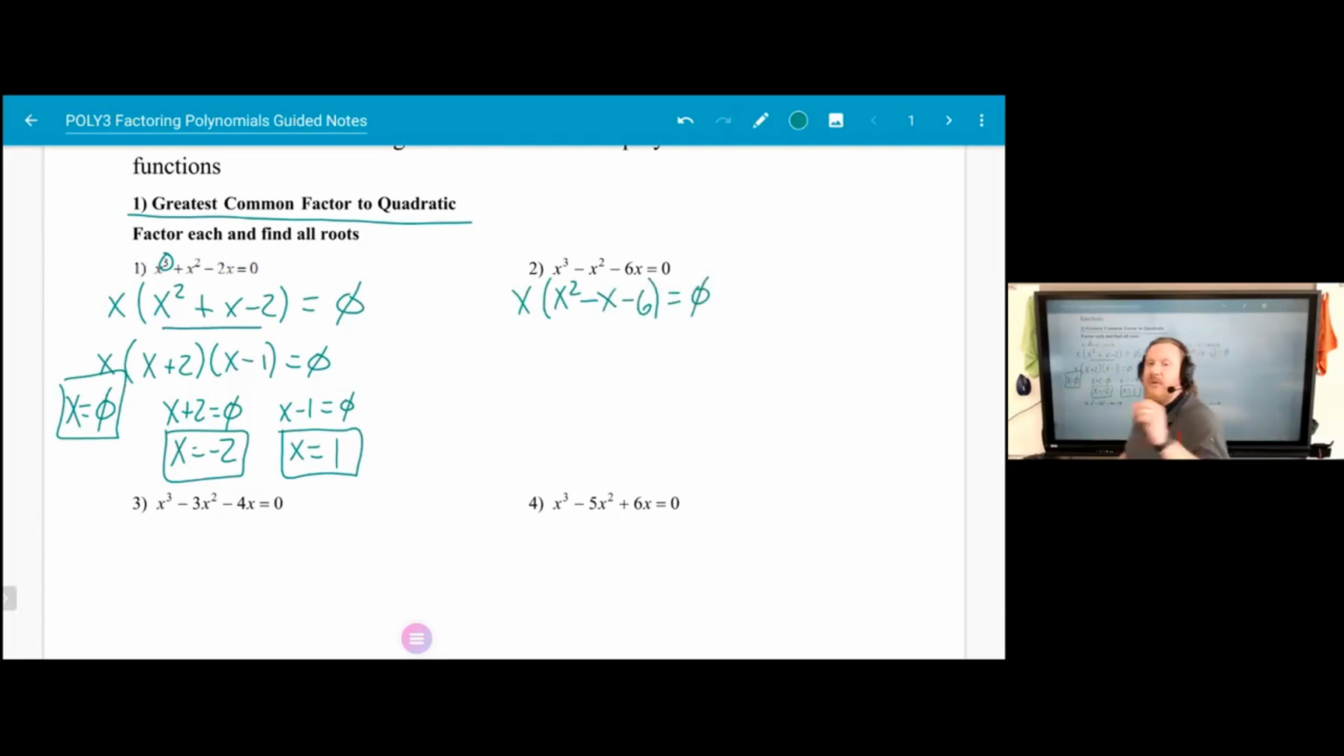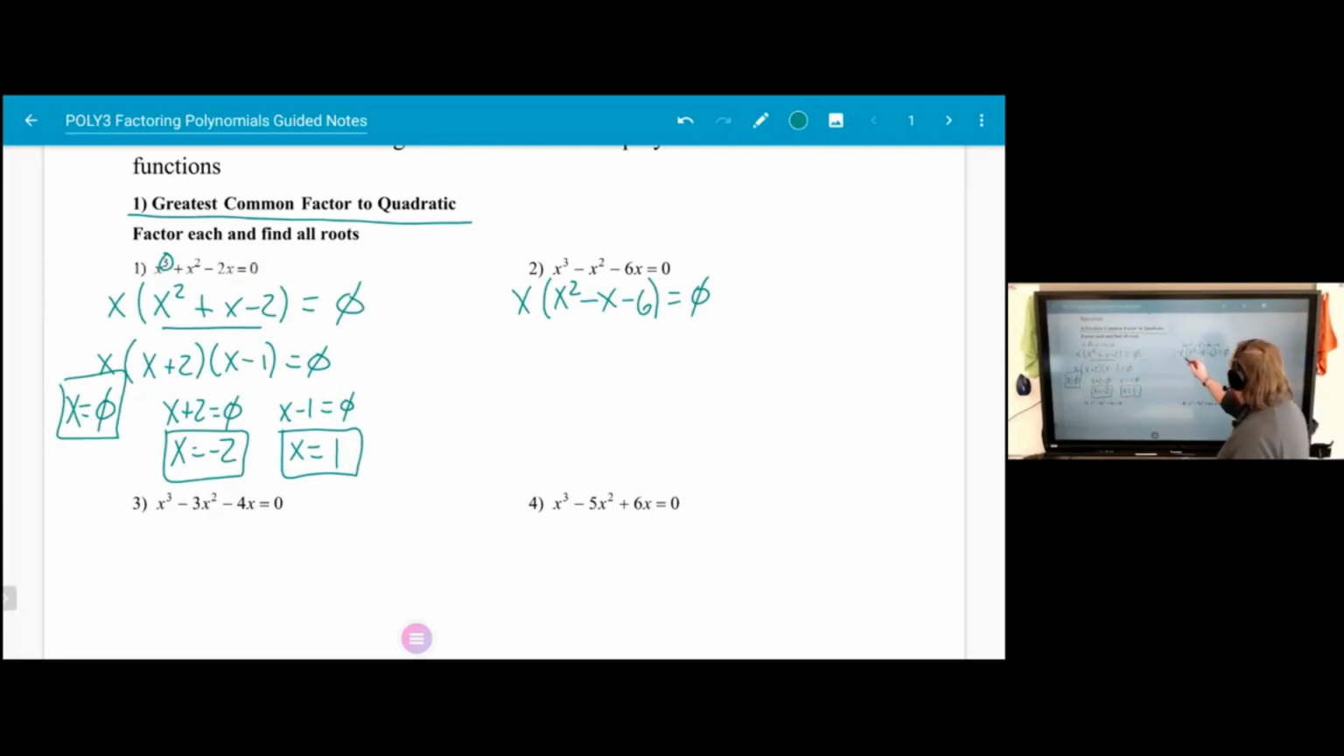You can also see how this relates to the whole multiplication of polynomials thing. It's just kind of the inverse of that, right? Because if I distributed this x back through, x times x squared is x cubed, x times -x is -x squared, x times -6 is -6x. So we see how these things are working together, and that's why they're in the same unit.